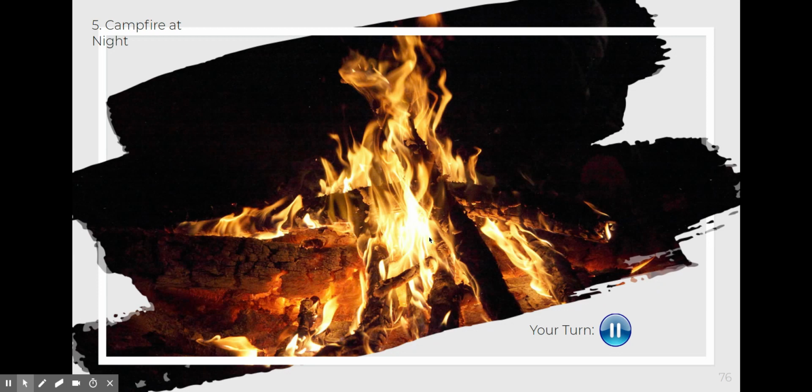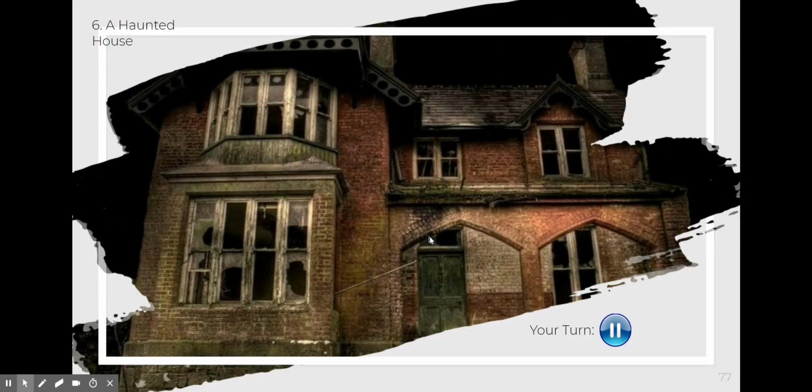Number 5, we have a campfire late at night. Pause here. And number 6, to finish, we have a haunted house. Take a moment to pause, finish your words for this one and for any others that you wrote.